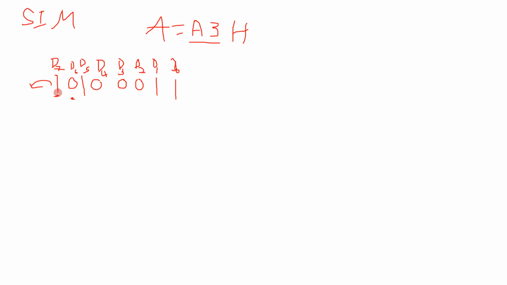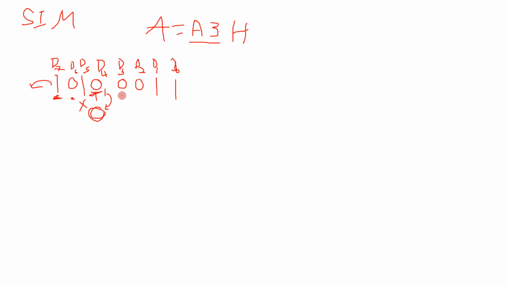It is 0, that means this bit will not be given as output. D5th bit is not used. D4th bit is pending RST 7.5. RST 7.5 is an interrupt. If it is pending, if it is 1, it will be reset. It will be made 0. But since it is 0, nothing will happen to this. If this would have been 1, it would have been reset to 0.